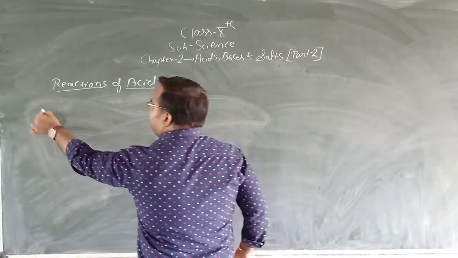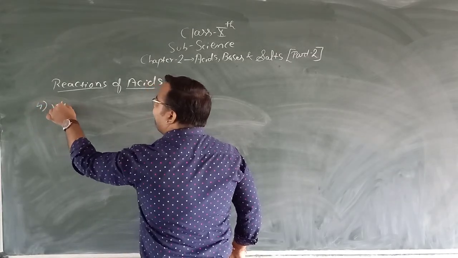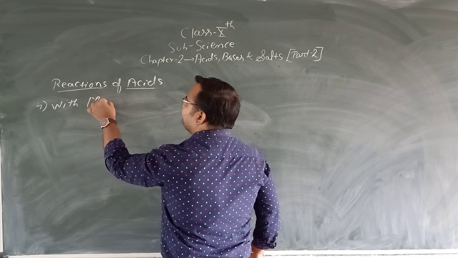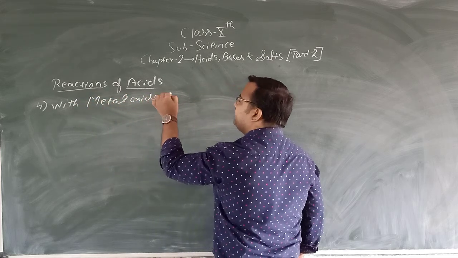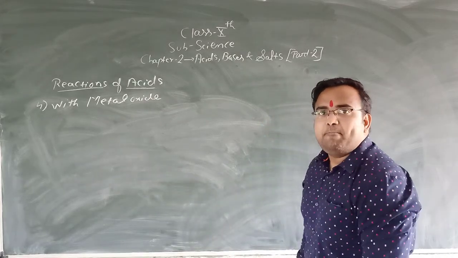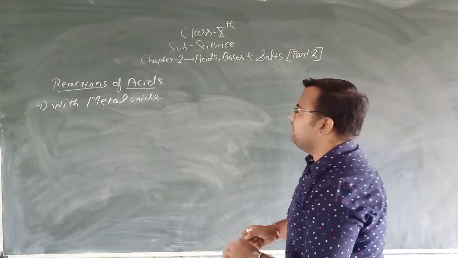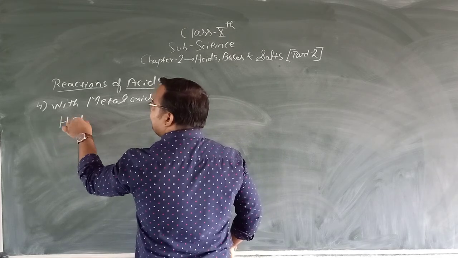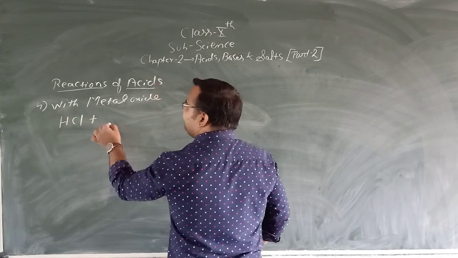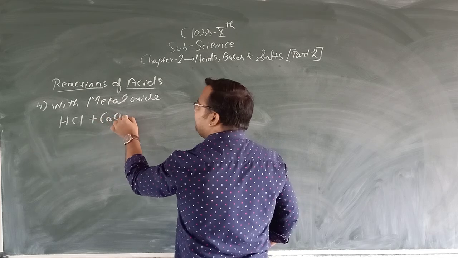Reactions of acids with metal oxides. Now, for the reaction of an acid, we can take the example of HCl plus a metal oxide, such as calcium oxide.